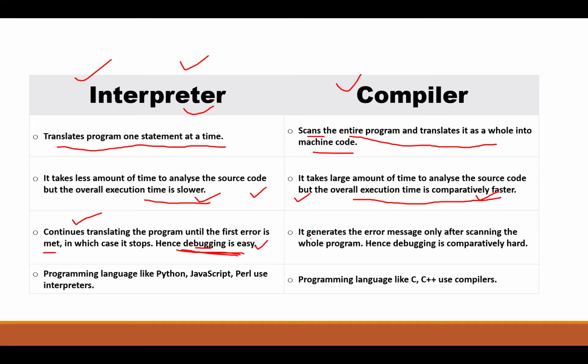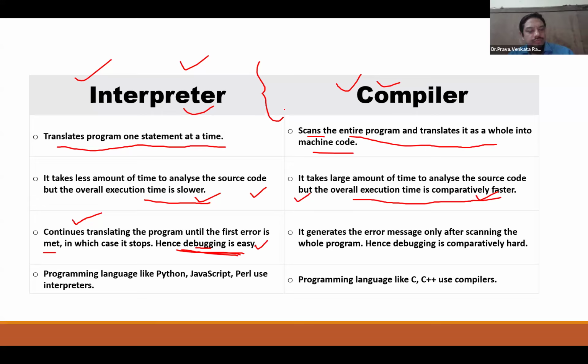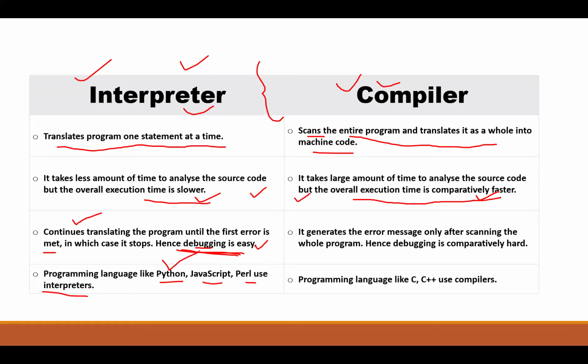So debugging is easy, but for the compiler, what is happening? It is checking the whole code. After checking the whole code, it identifies whether the error is in the first line, second line, third line, or somewhere else. So the debugging is going on, but it's a little complex, not tough. A little complex debugging is there in the case of a compiler. Right? Programming languages like Python, JavaScript, Perl use an interpreter. So Python, which we are going to learn, uses an interpreter, and programming languages like C and C++ use compilers.